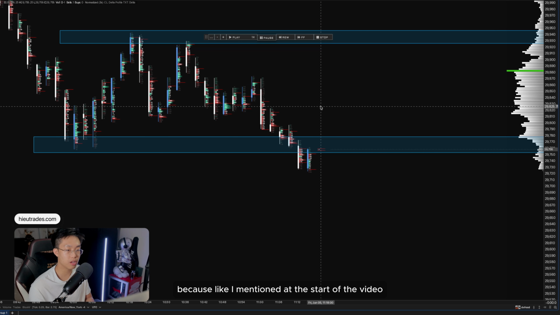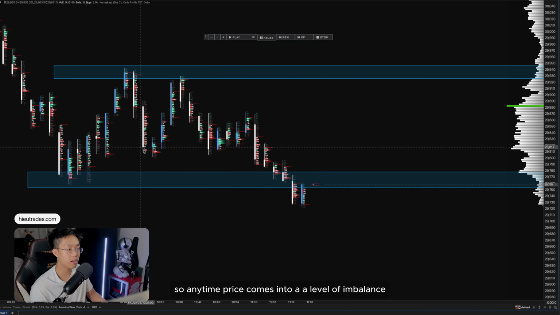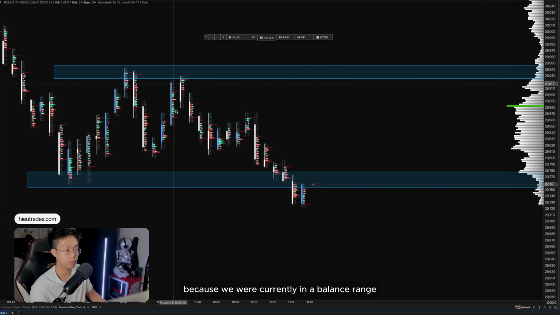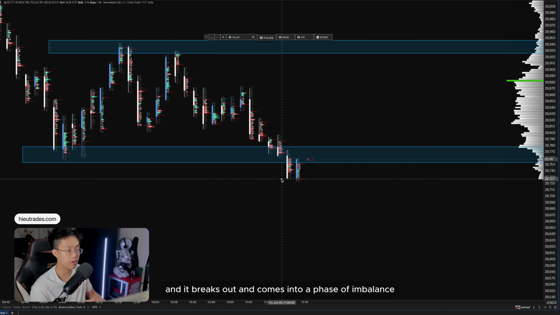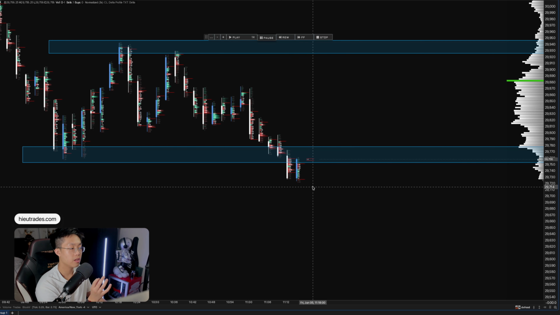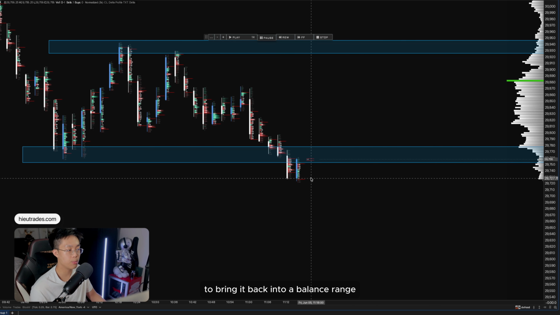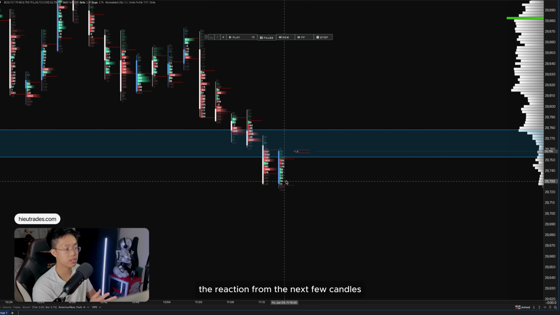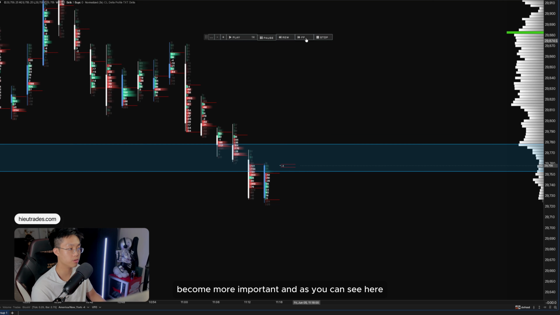Because like I mentioned at the start of the video, the market will always try its best to move in a balanced range. So anytime price comes into a level of imbalance, such as here right now, because we were currently in a balanced range, and it breaks out and comes into a phase of imbalance, the opposing side will always try to bring it back into a balanced range. And that's exactly what is happening here. So now the reaction from the next few candles becomes more important.